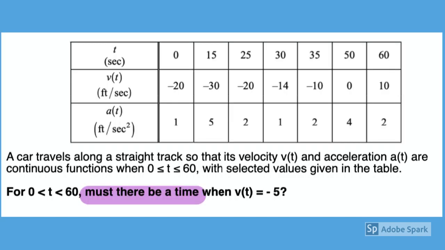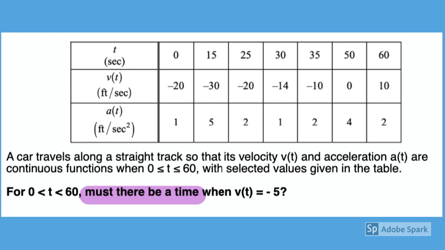This problem, taken from a past AP exam, shows how you might see IVT assessed on the test. The text tells us that a car is traveling along a straight track so that its velocity and acceleration are continuous functions between t equals 0 and 60, and the table gives us some values for both the velocity and the acceleration. And then it says, between 0 and 60, must there be a time when the velocity equals -5?